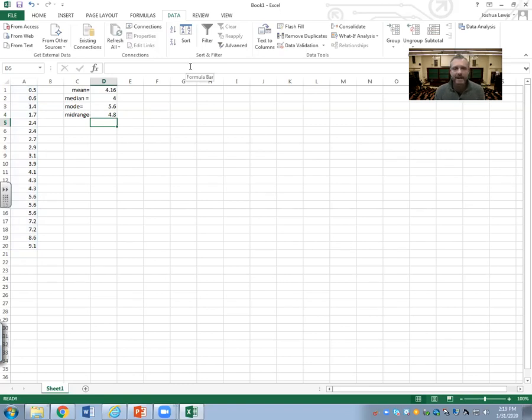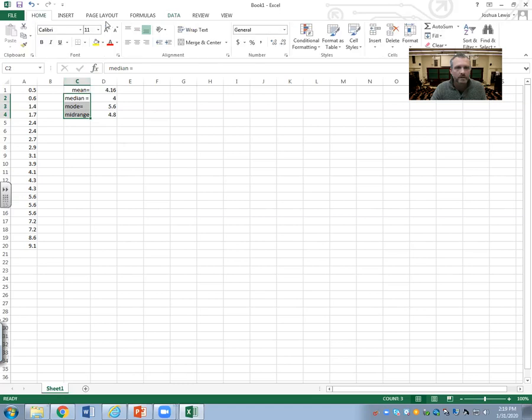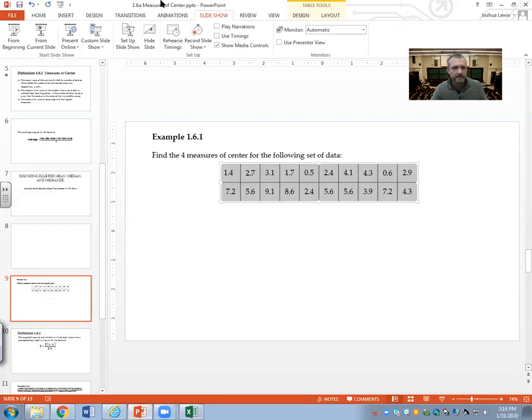Now, of course, you can do these by hand. You can use the scientific calculator, graphing calculator, but this is how you would do this on Excel, and I think at the end of the day, having some Excel skills translates to other areas as well. So there are the 4 measures of center for that particular set of data. Let's go back to our presentation here.